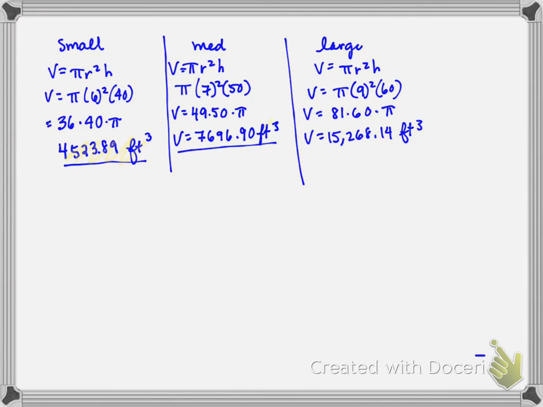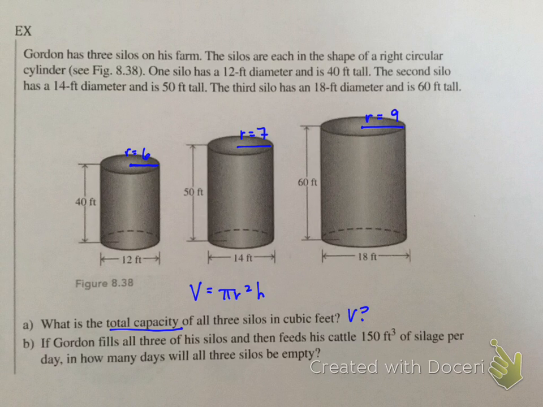Let me go ahead and just highlight what I've done here. And now let's look at part B. I don't know what part B is, so we're going to have to go back and read it. Part B says, if Gordon fills all 3 of his silos and then feeds his cattle 100 feet cubed of silage per day, in how many days will all 3 silos be empty?